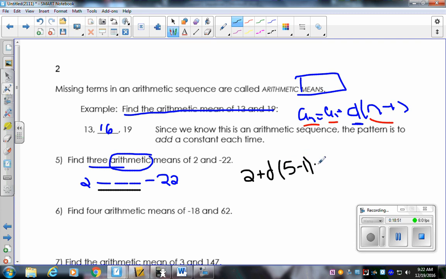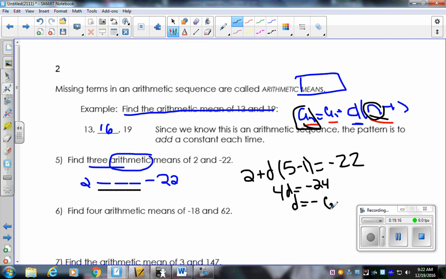Now remember, these two things go in common. If I'm looking for the 5th number, I need to put what the actual 5th number is right here. It's the negative 22. And now I'm just going to solve for my common difference. Okay, so I've got 5 minus 1 is 4, so I've got 4d. I'm solving an equation. Subtract 2 on both sides, which leaves me negative 24. And so when I divide, my common difference is negative 6.